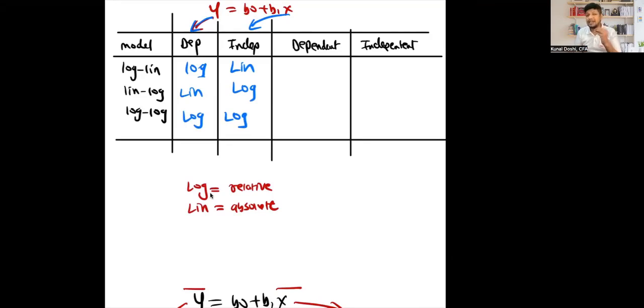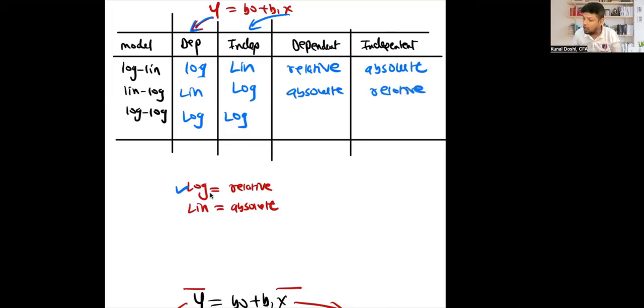Now, what do you mean about log? Log means a relative change in the dependent is equal to absolute change in independent. That's why it's called log-lin model. Log stands for relative. But what is the opposite? Lin-log? Lin-log means an absolute change in dependent is equal to relative change in independent.